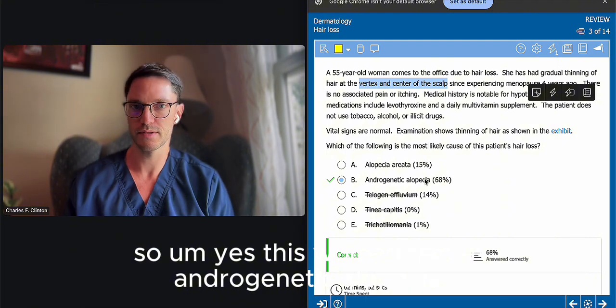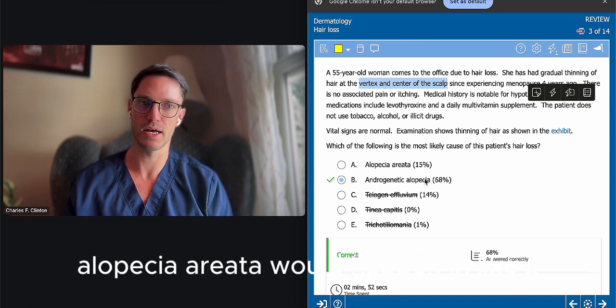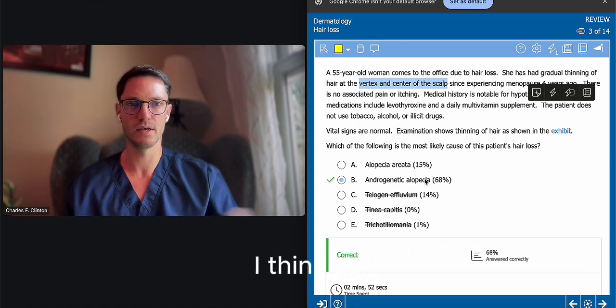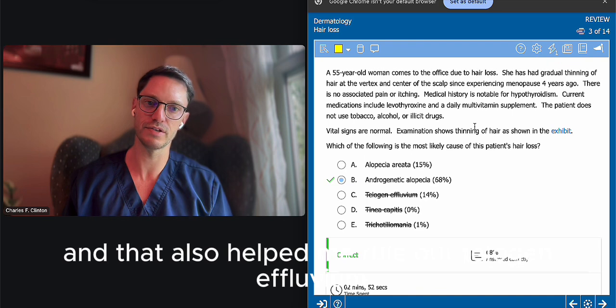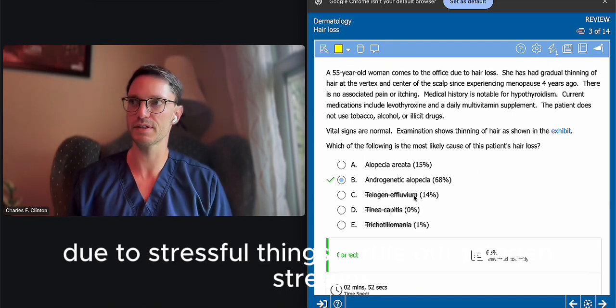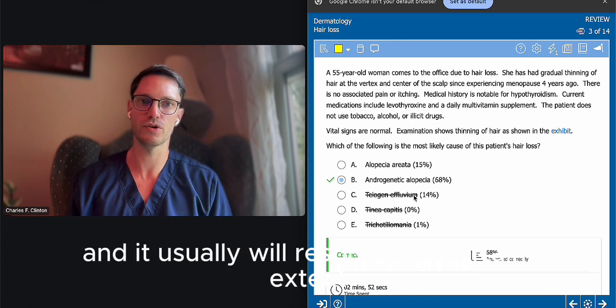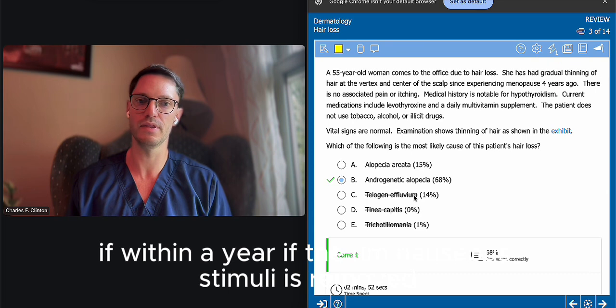So yes, this woman had androgenetic alopecia, and I chose that over alopecia areata because alopecia areata would happen in like a shorter time frame and not be progressing, I think. So this patient has been experiencing this hair loss since 4 years ago. And that also helped me rule out telogen effluvium. Telogen effluvium happens with thinning of the hair due to stressful things. It can be physical stress, it can be psychological stress, and it usually will resolve to a certain extent or completely within a year, if the noxious stimulus is removed.